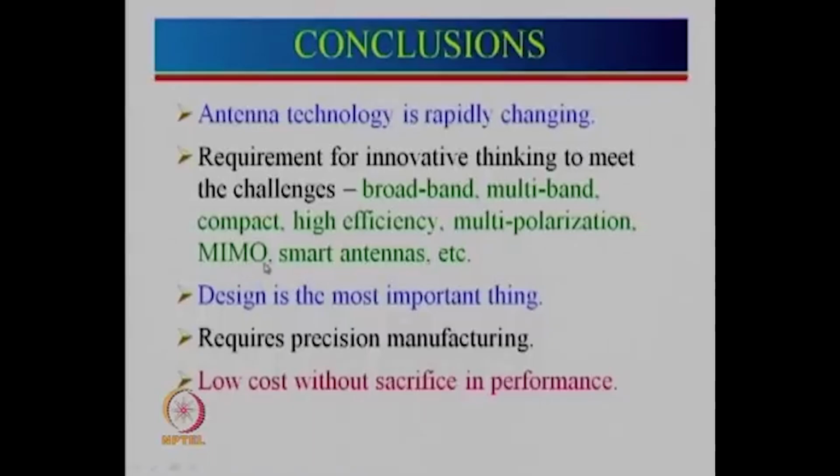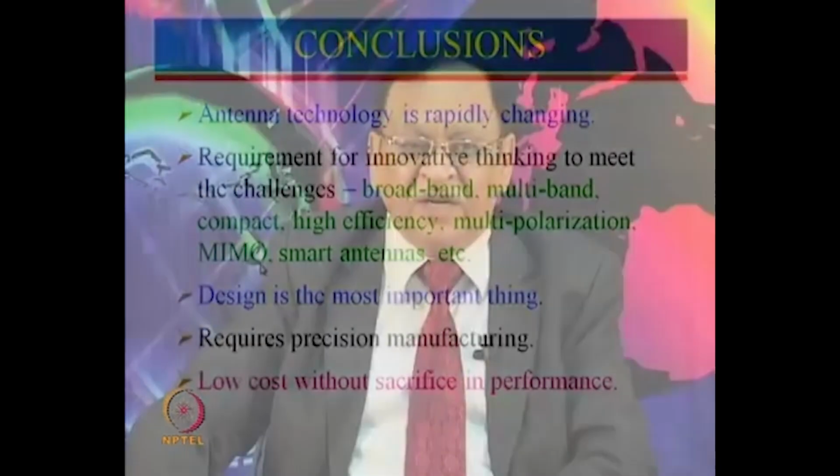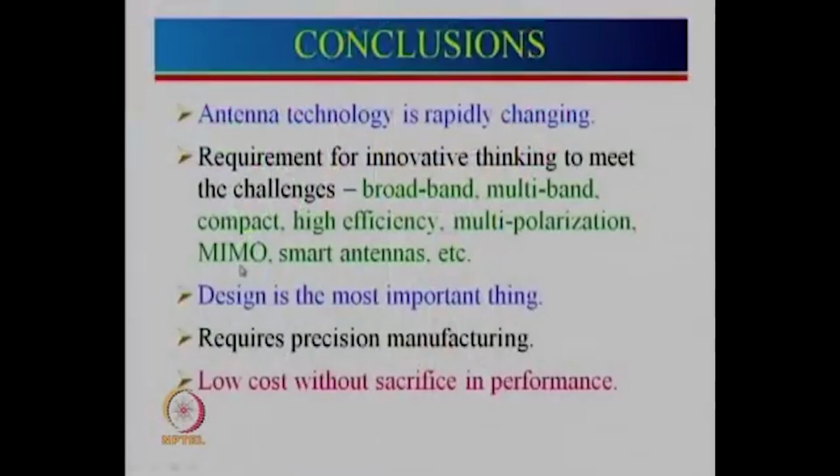As you know, the spectrum is becoming very expensive. We are going to have a spectrum auction in September 2016 in India, and the government is planning to raise more than 5 lakh crore rupees. So cellular operators have to shell out a lot of money to buy the spectrum. So in order to increase the capacity, multiple input, multiple output antennas are required.